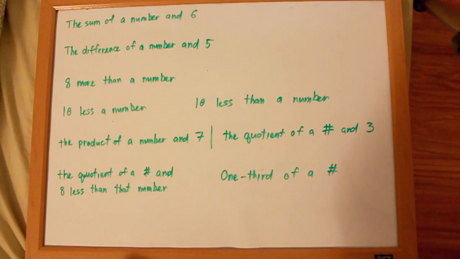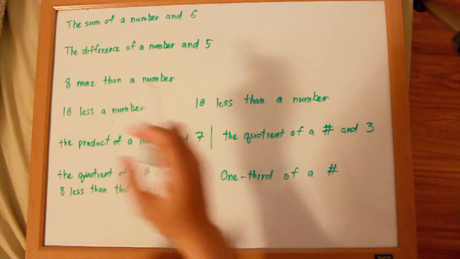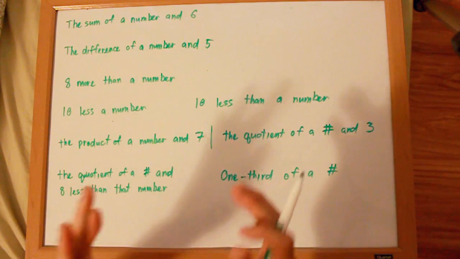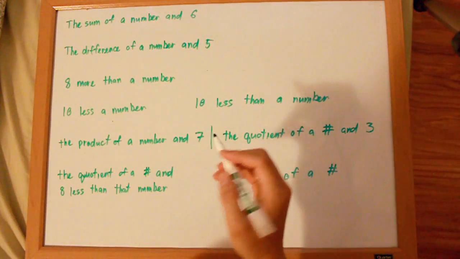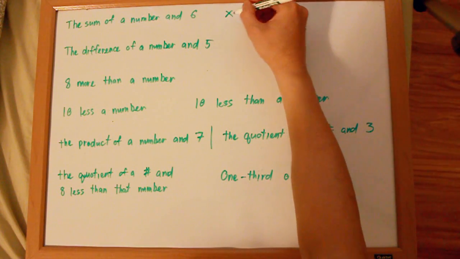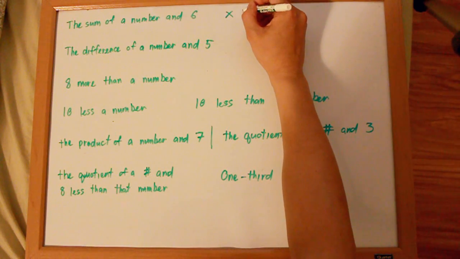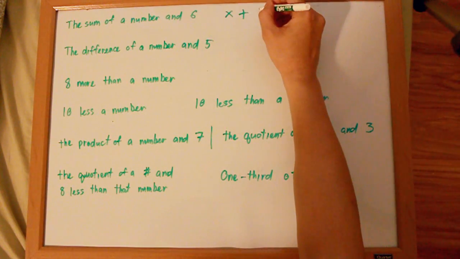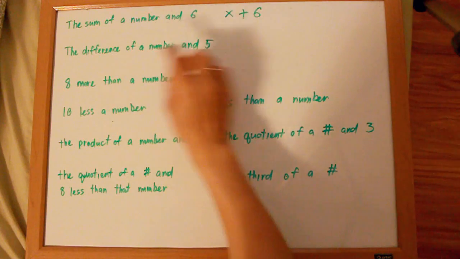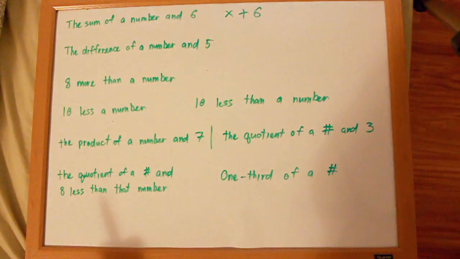The sum of a number and 6. In algebra, sum means addition, something plus something. So the sum of a number and 6 means a number, I'm going to use x. We don't know what that number is, but it is a number that we don't know, plus 6. And that is the algebraic expression of this sentence.